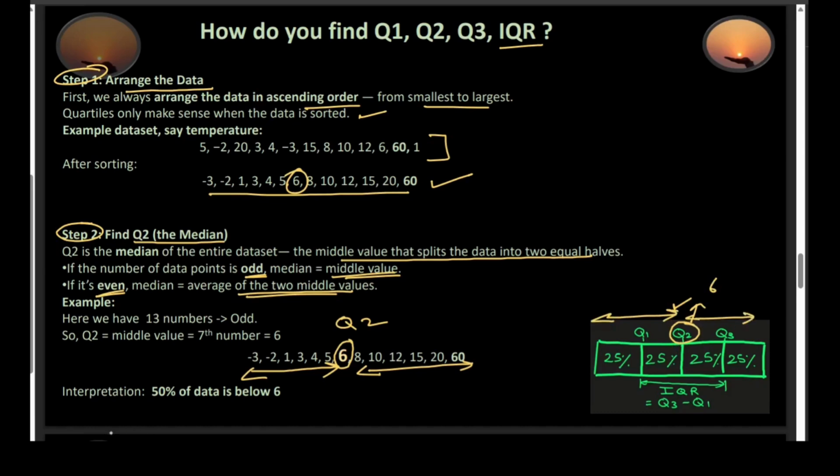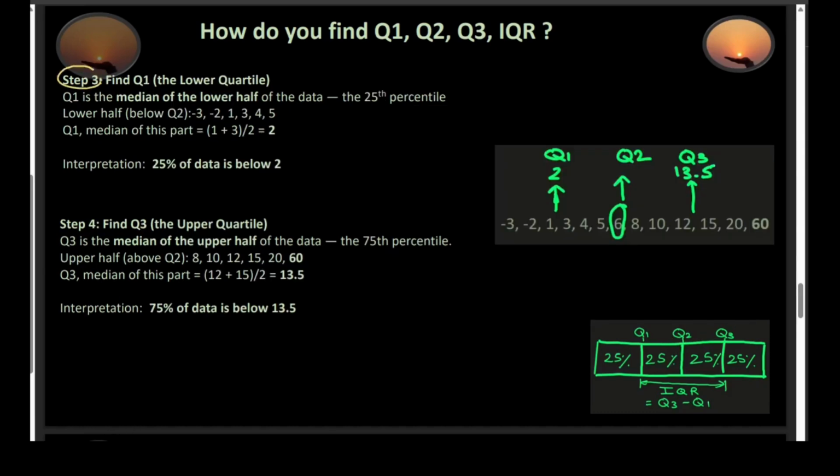Step 3. Now I'm going to find Q1. Q1 is the lower quartile. Q1 is the median of the lower half of your data. So this is my lower half, and this right here is going to be my upper half. This one right here is my lower half, and you have to find the median for this. That median is going to be my Q1.